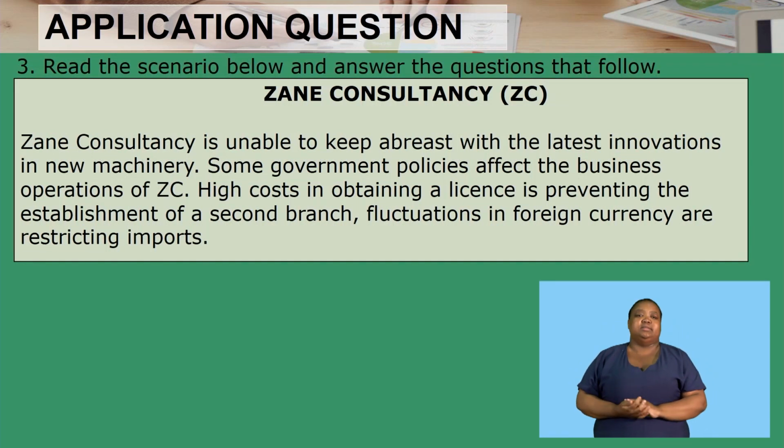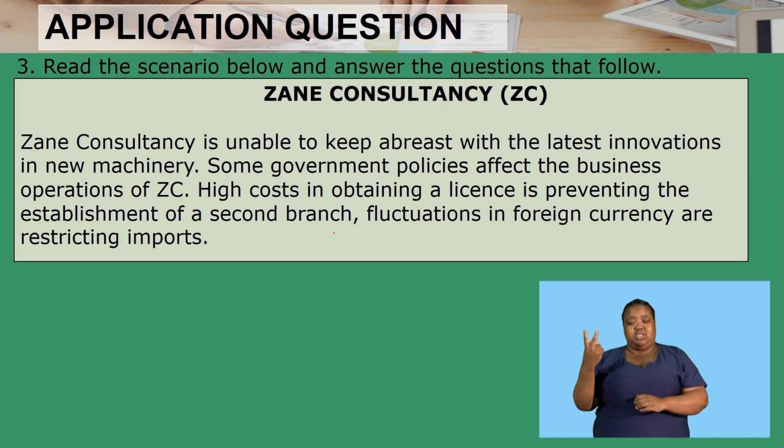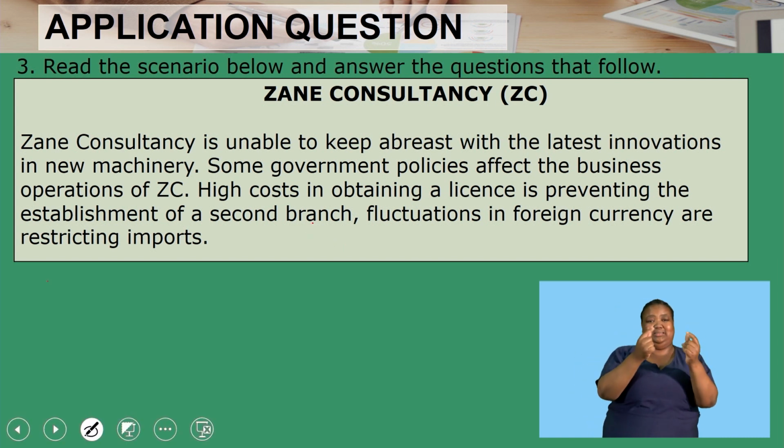We've got Zane Consultancies, which is ZC. Zane Consultancy is unable to keep abreast with the latest innovations in new machinery. Some government policies affect the business operations of ZC. High costs in obtaining a license is preventing the establishment of a second branch. Fluctuations in foreign currency are restricting imports.